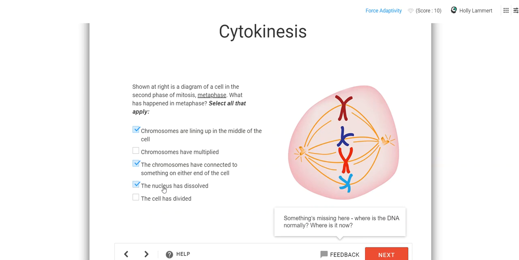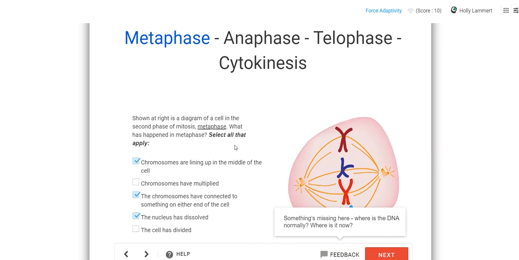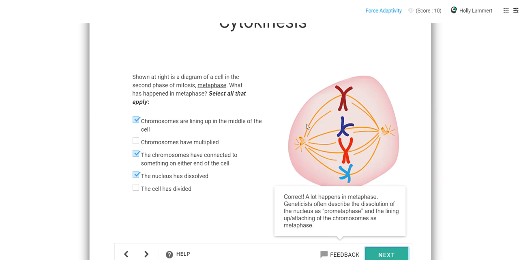Oh, I guess the nucleus has fully dissolved now that we're in metaphase. Prophase, it was starting to dissolve. There we go. A lot happens in metaphase. Geneticists often describe the dissolution of the nucleus as prometaphase. Well, that gives an answer. And the lining up, attaching of the chromosomes as metaphase. Okay, so I'm going to pause and take some notes here.